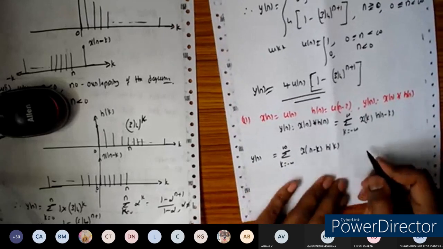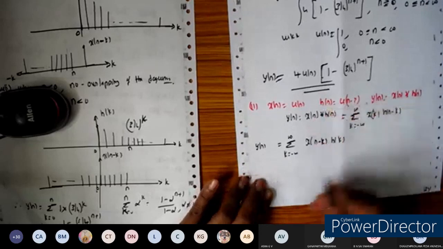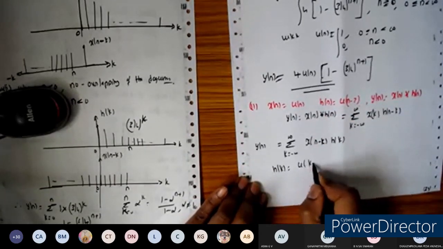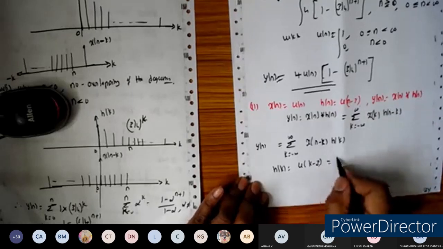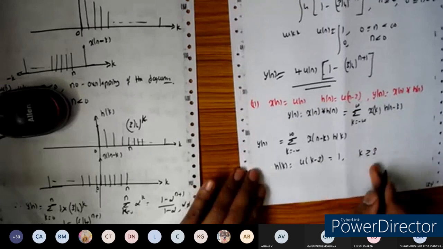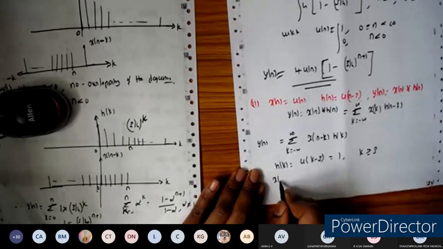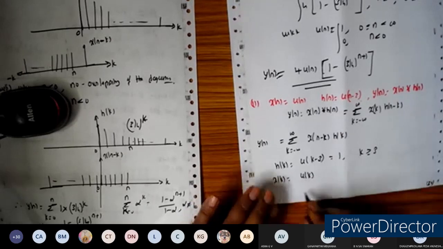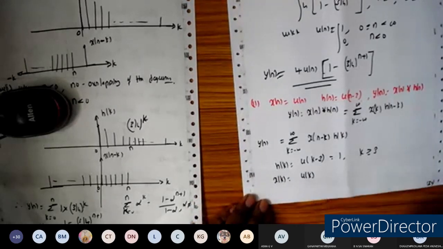Okay. So here h of n is given. We want h of k. So h of k is nothing but u of k minus 3, which will be equal to 1 for k greater than or equal to 3. Next one is x of k, which is nothing but u of k. So I'm going to write x of k as u of k.